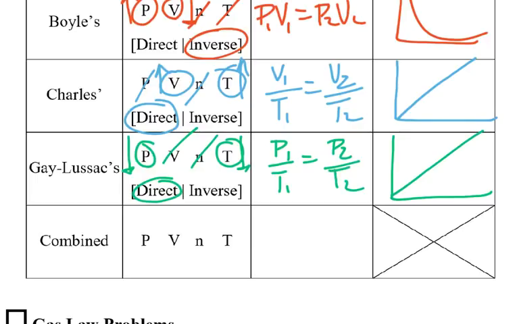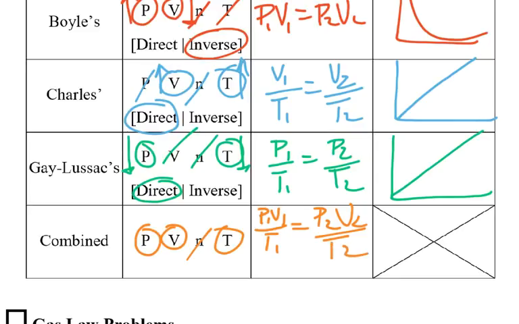Combined gas law, that is one that is going to have the pressure and the volume and the temperature. The number of moles does not change. And the law for that is going to be P1 V1 over T1 equals P2 V2 over T2. Notice T is always on the bottom. Officially, that's really the only law you have to know, because the others are just special cases of this law. It does not make sense to talk about a graph of this.